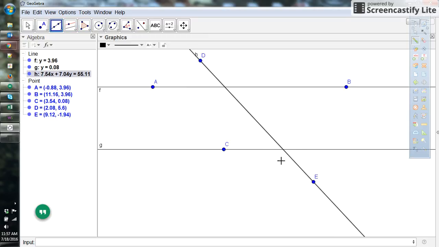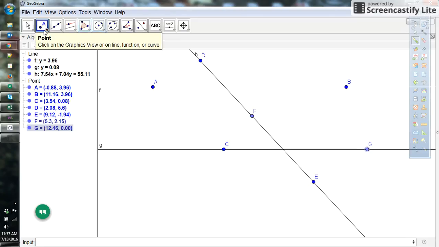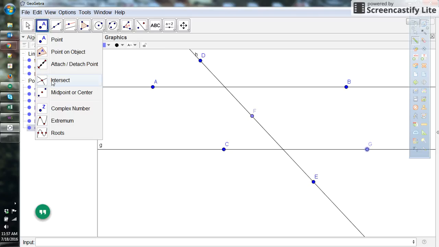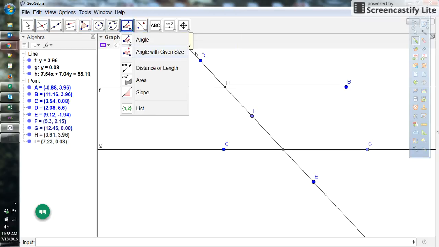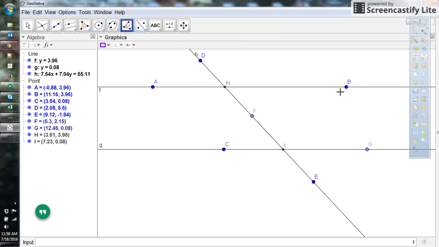Okay. Next, I need my transversal. It doesn't need to go through any specific angle or anything like that, so I just draw another line on there. I'm going to plot a few more points just because it's going to make it easier for me to draw my angles. And I'm going to mark my intersections. I'm going to go to the point tool, click down and click intersection. I'll mark that one and mark this one. Okay, so let's start making some angles. Go to my angle tool. We'll start with this one up here.